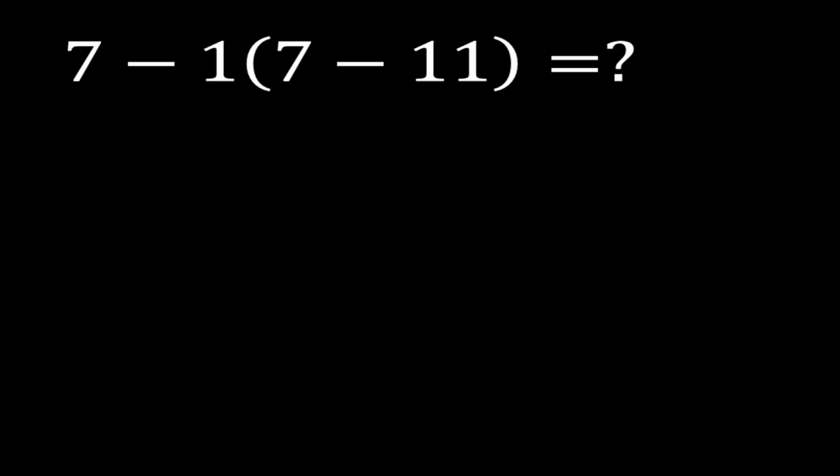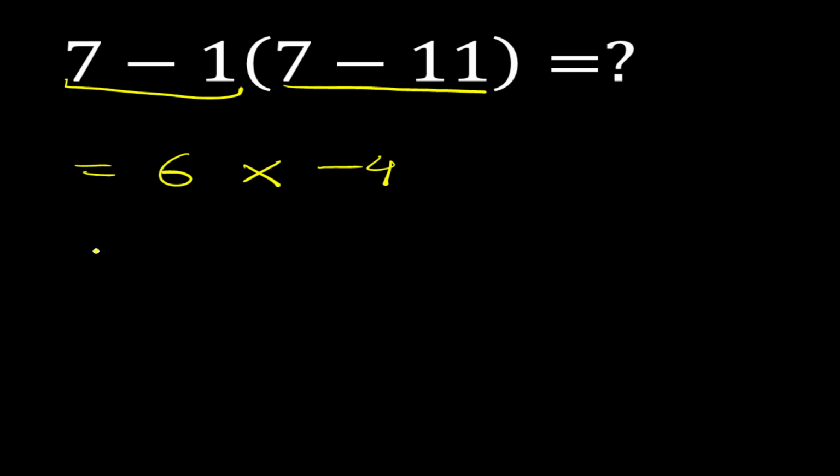So 7 minus 1 is equal to 6, right? Then 7 minus 11 is equal to minus 4. So now 6 times minus 4 is equal to minus 24. But this answer is not correct. This answer is completely wrong.